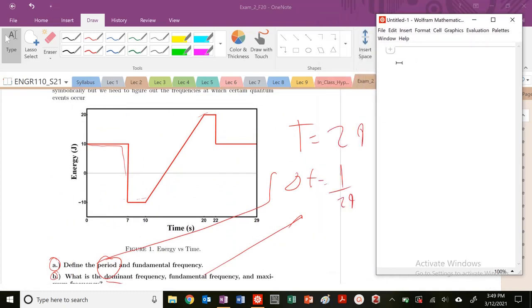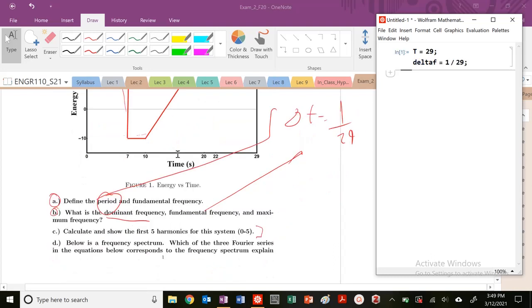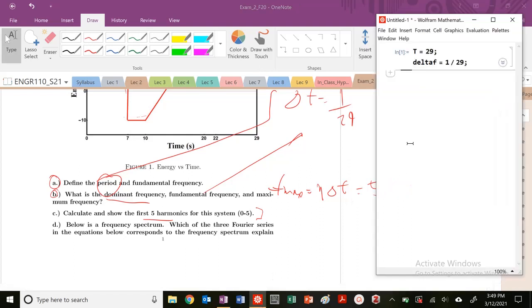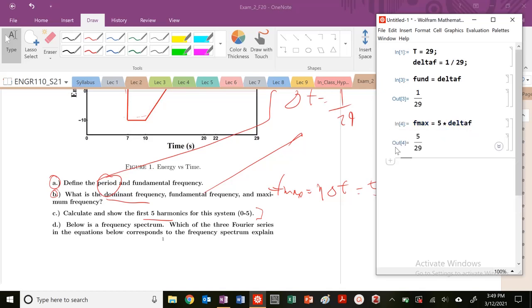So we know that our capital T is equal to 29 seconds. I know that my delta F is equal to 1 divided by 29. My number of harmonics seems to be 5. So my maximum frequency, F max, is going to be n times delta F, which is 5 times delta F, equal to 5 over 29. So fund equals delta F, and F max is equal to 5 times delta F. And voila, we've got those answers. So I know my fundamental frequency, maximum frequency, and period. I've already answered quite a bit of this problem.